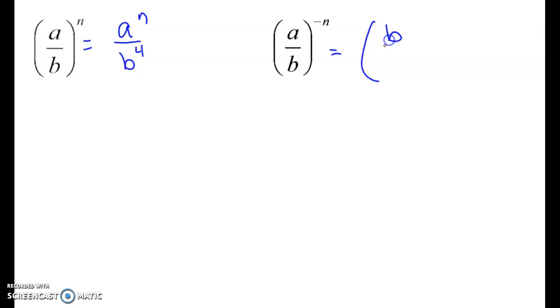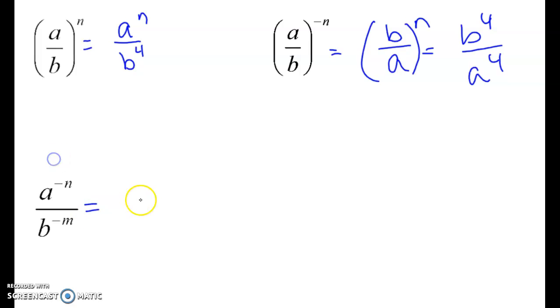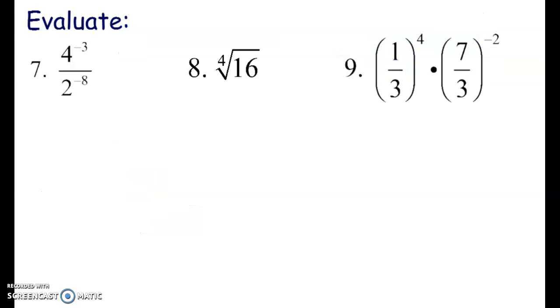For this one we can first flip it over. Then we can apply the exponents. If you have a problem where one of the exponents is negative or both of the exponents are negative, you can move it to the opposite part of the fraction. So a to the negative n, we can make it a to the n in the denominator. And since the denominator was also negative, we can move it to the numerator to make it positive.